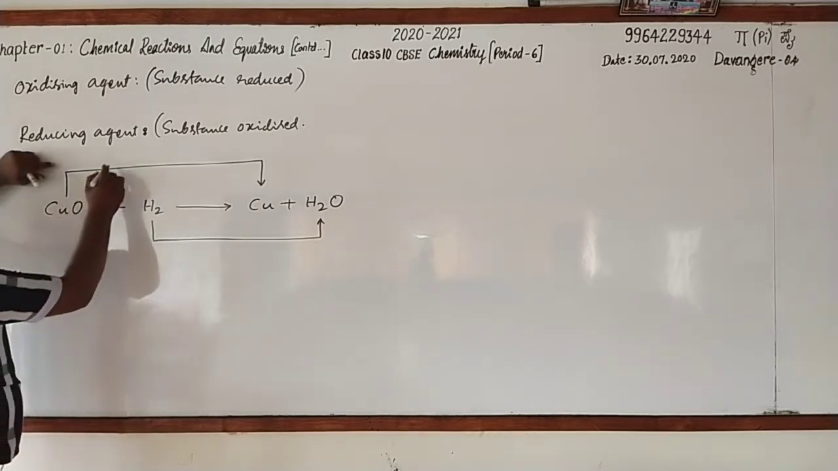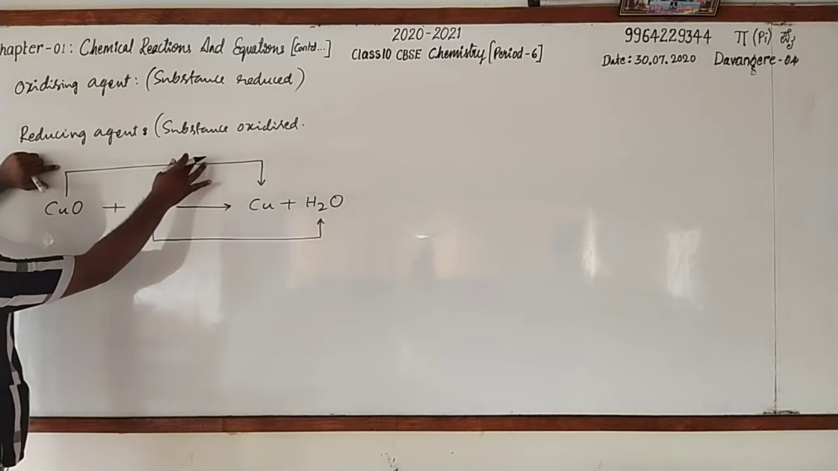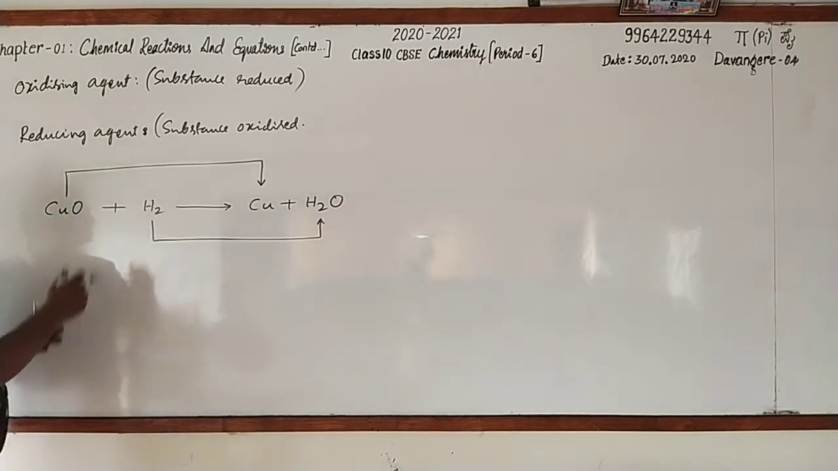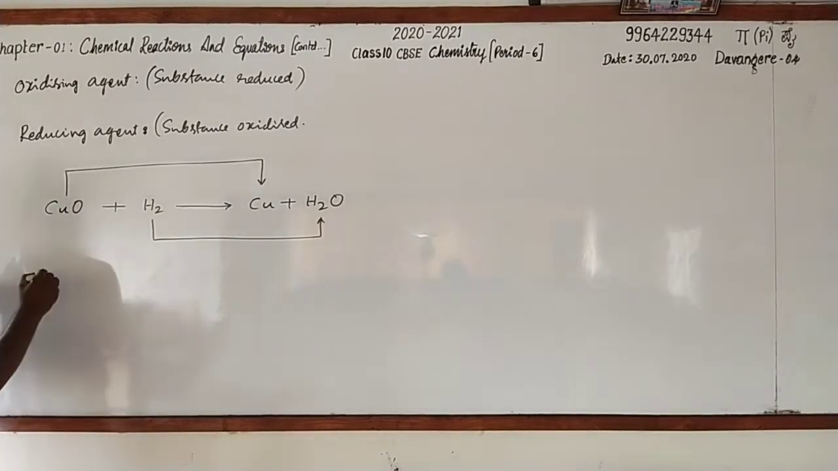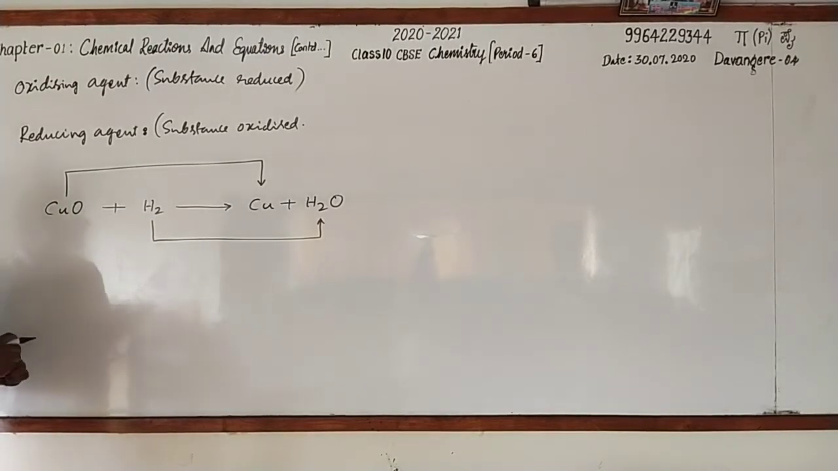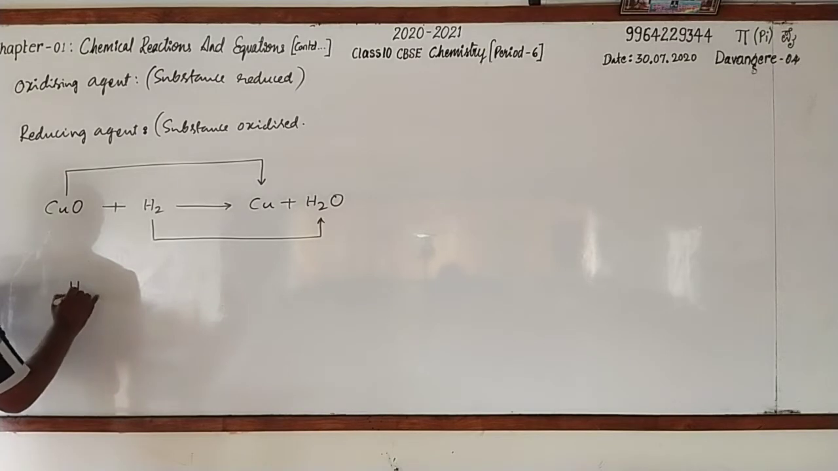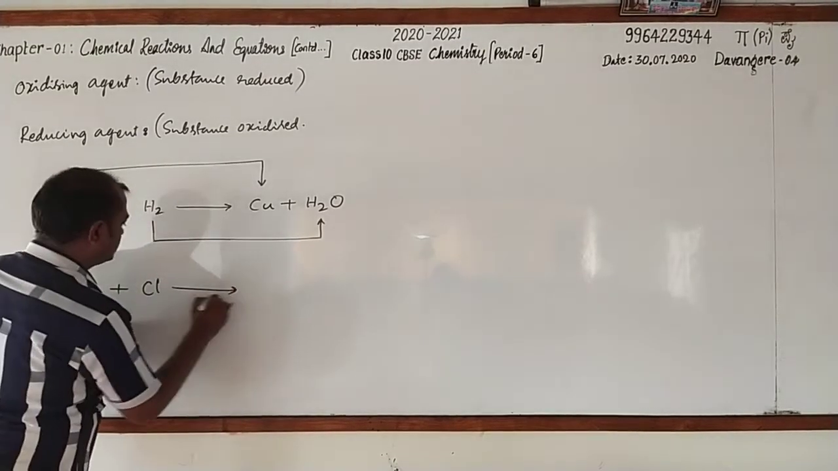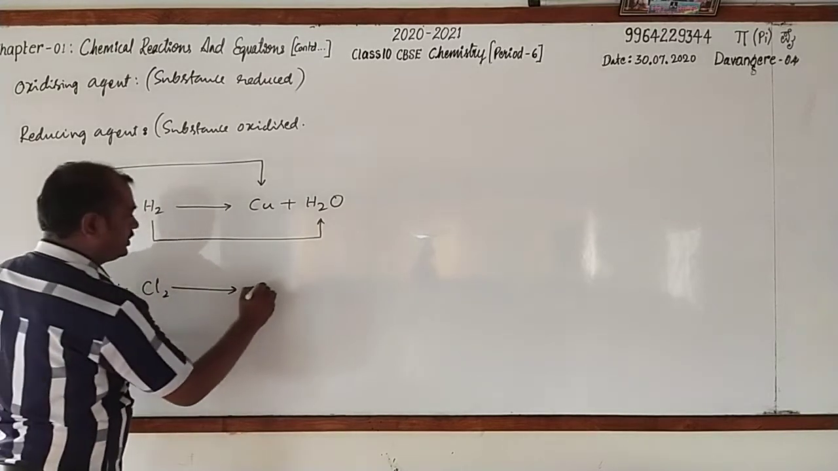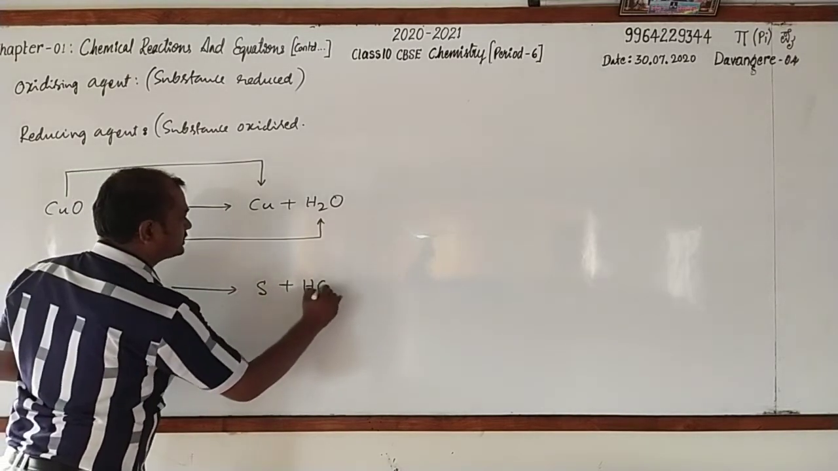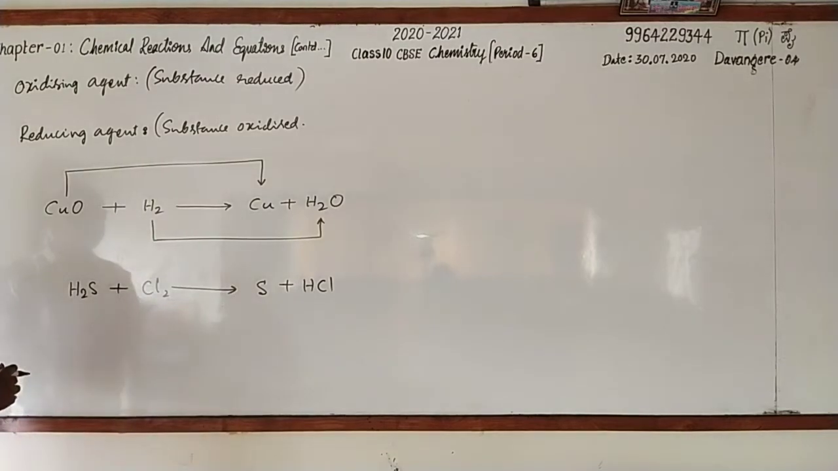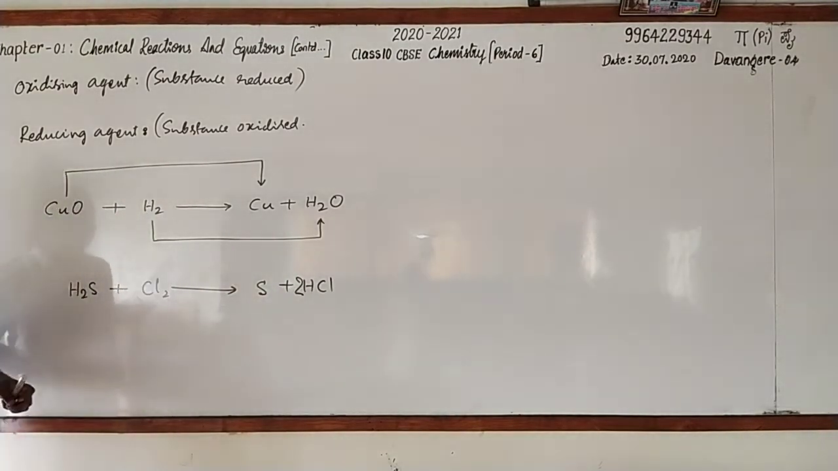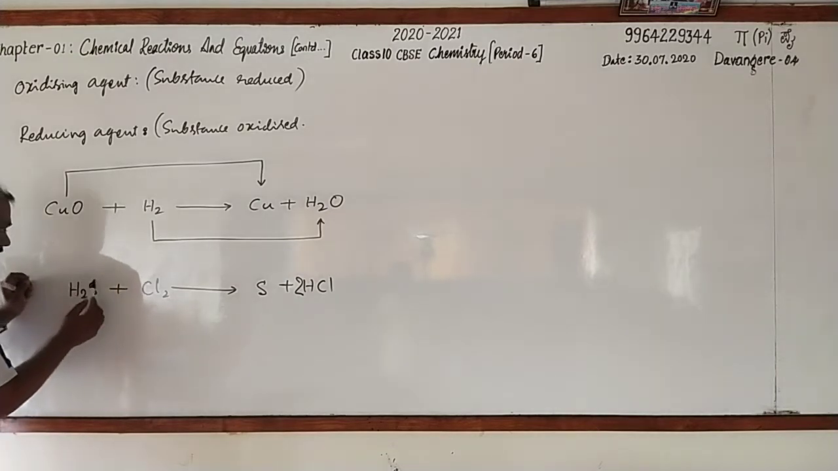Look here. Here it gives oxygen, and here it takes oxygen. So oxidation and reduction both can be seen. I'll take one more example for this. It is H2S plus Cl2. It gives rise to S plus HCl. The equation is not balanced. Here we can write 2. It's correct. Observe.